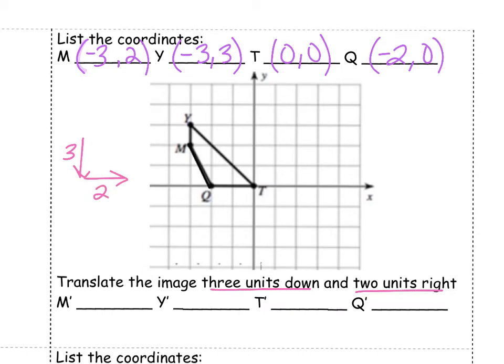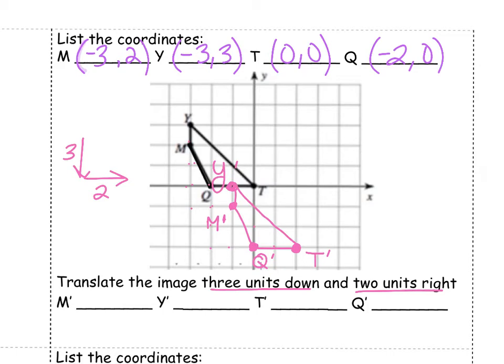Start with my T. 1, 2, 3 down, 2 right, drop my new point. Remember, the new point has the prime symbol on it. Q, down 3, 2 right, Q prime. M, down 3, 2 right, M prime. And Y, down 3, 2 right, Y prime. When we redraw that image, all we've done is slide the original one. Notice we haven't changed the size or direction.